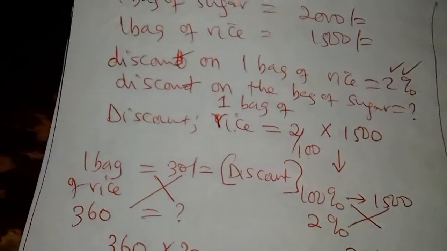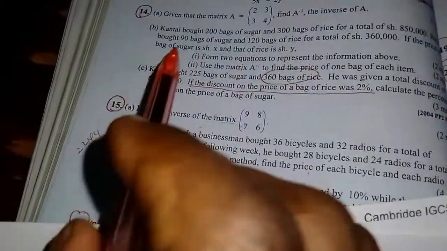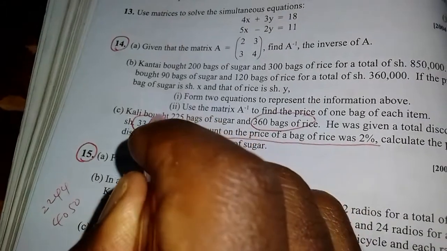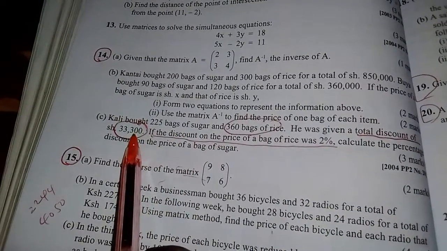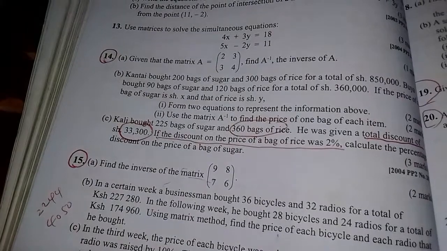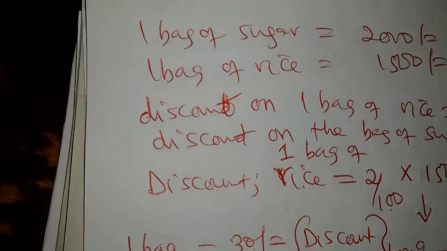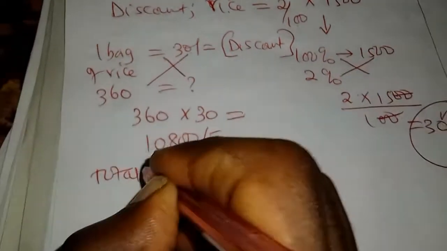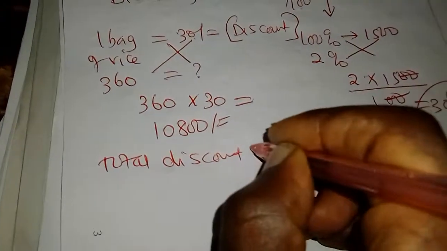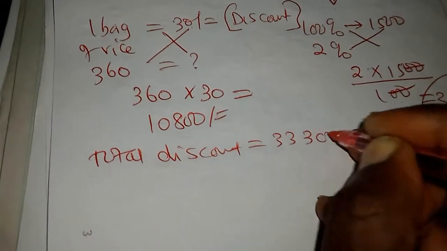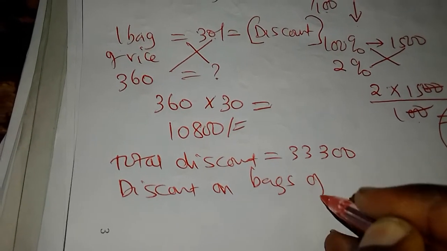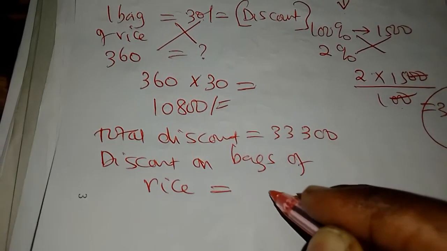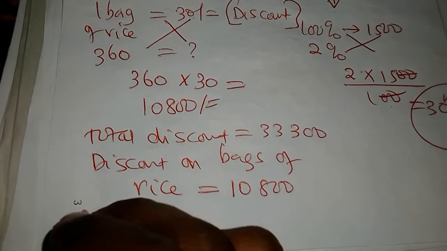That was the total discount given on the bags of rice. But the question says the total discount given to this person. That is actually the discount for the bags of rice. The total discount of that 3,300 was given. That means that involved the discount given on the bags of rice and on the bags of sugar. So we want to get now the total discount given on the bags of sugar. So total discount is equal to that 3,300. But now discount on bags of rice is equal to 10,800.